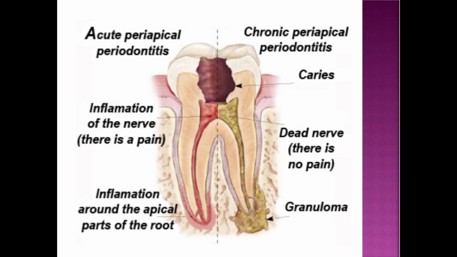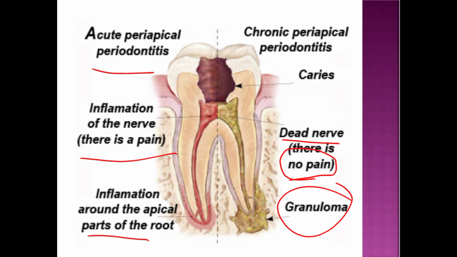Again, in the acute case there will be inflammation and pain around the periapical parts. In chronic, there will be caries, so there will be a dead nerve. The nerve will be dead and the patient will not have any pain. Very important point: in chronic periapical periodontitis, the patient does not have any pain, while in acute, it has. And again, there will be an abscess or inflammation, and granuloma formation.